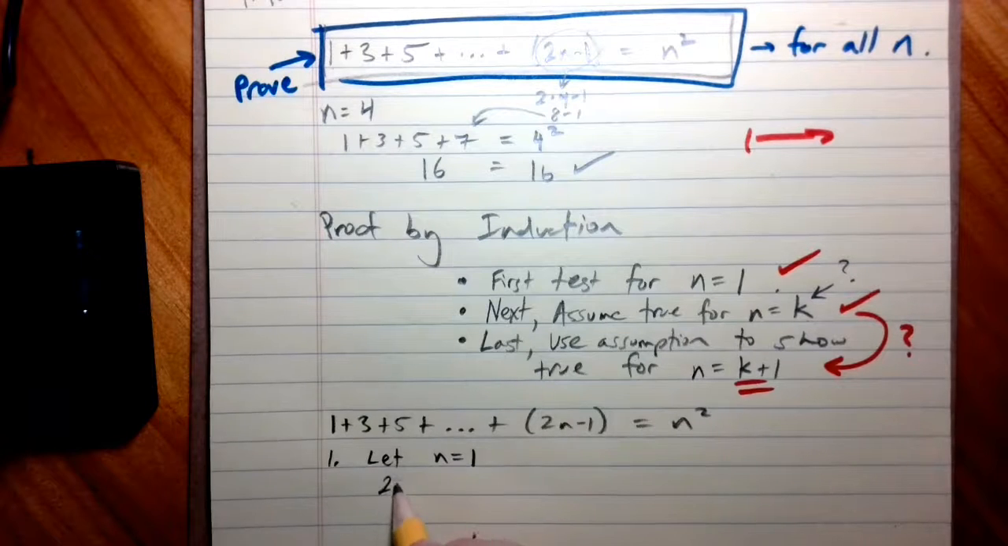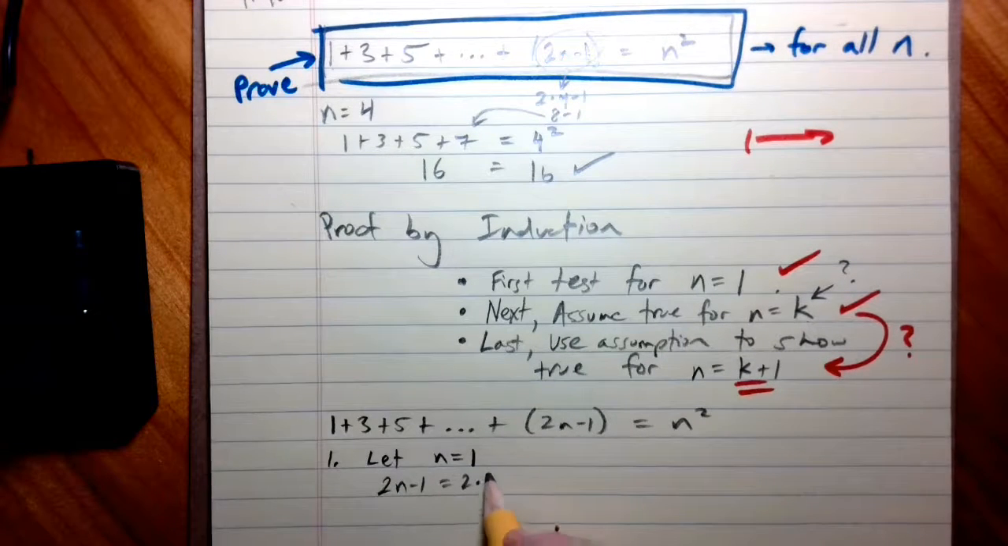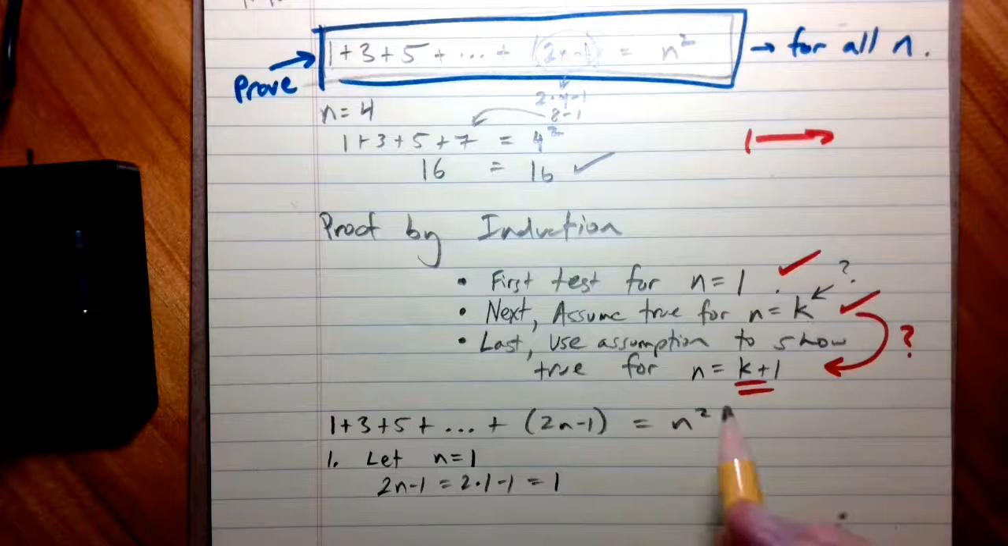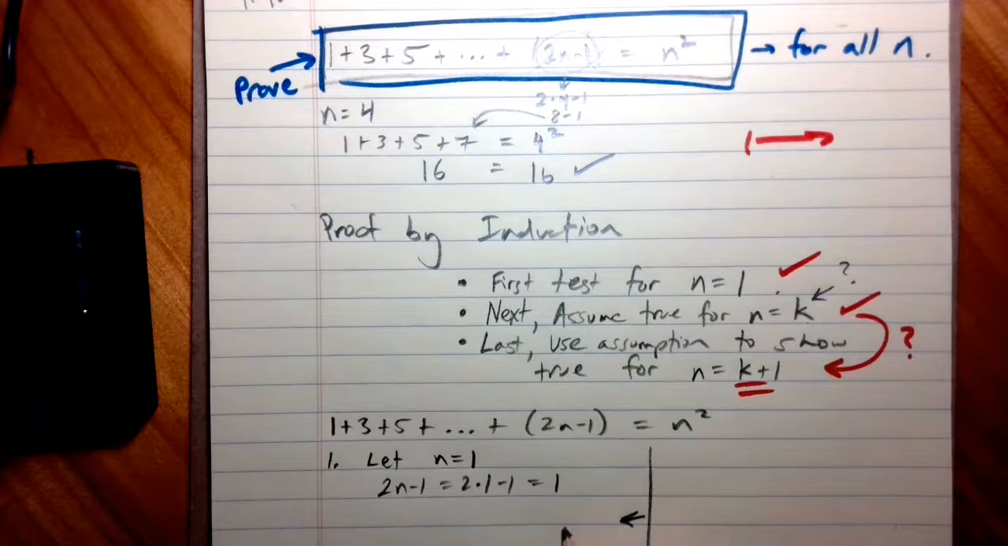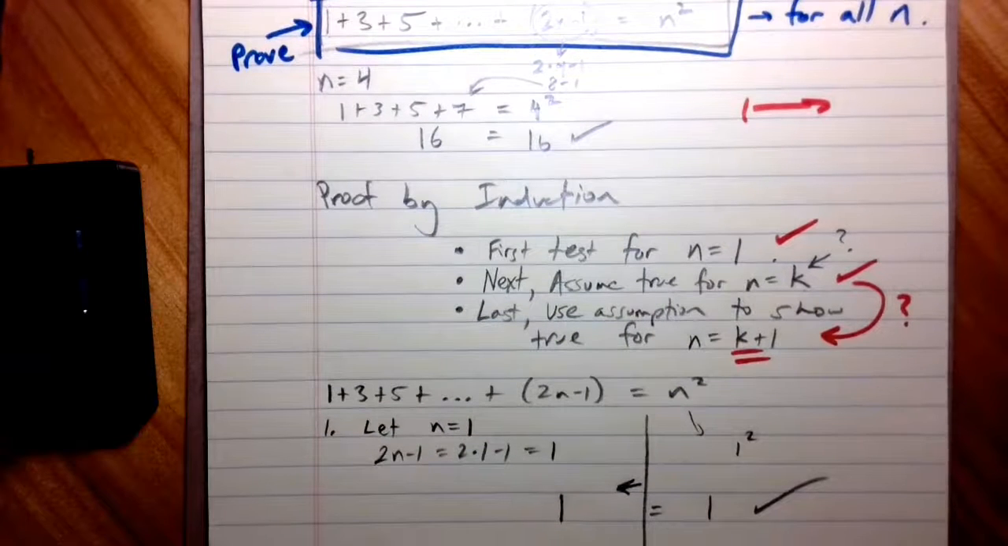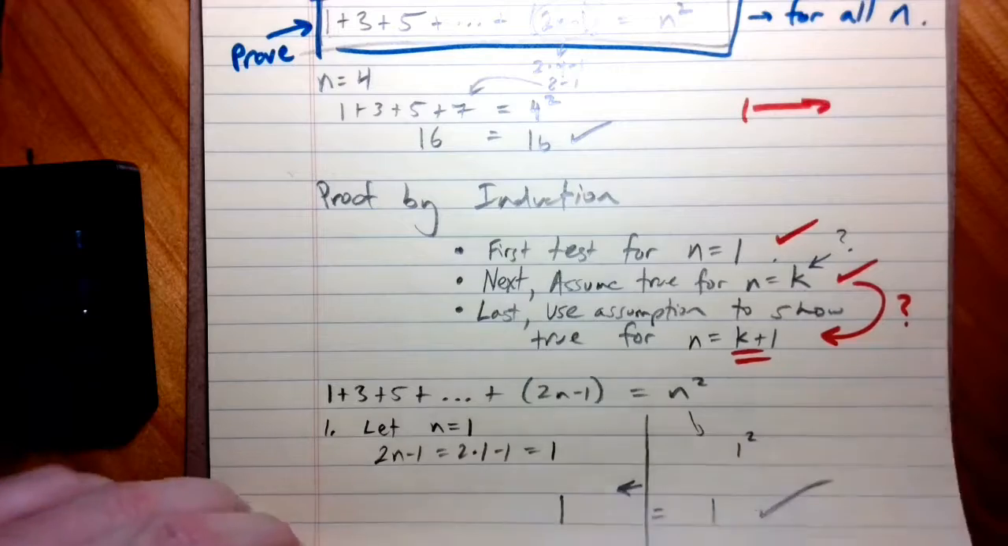Well, 2n minus 1 is 2 times 1 minus 1, which is 1. So on the left side of the equation, we end up with 1. And on the right side, we have 1 squared, which is also 1. 1 equals 1. So it is true for n equals 1. Okay. Now we're going to look at an assumption.